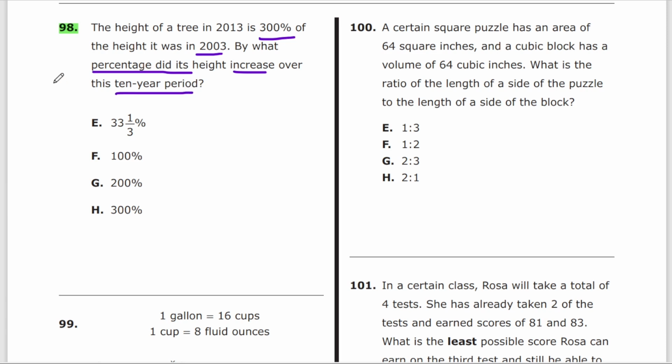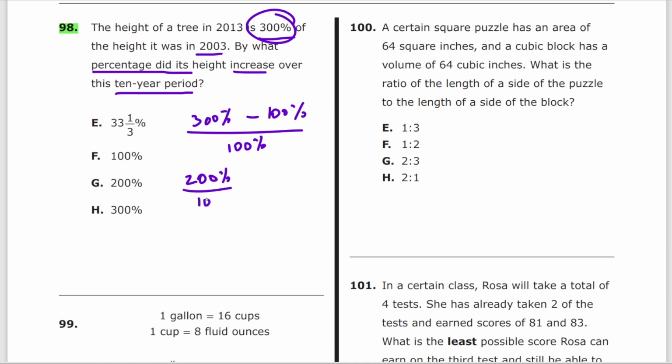Remember the formula: final minus initial, which was 100% the initial, divide this by the initial. So that's the formula. So that's equivalent to 200% on top divided by 100%, which is just equal to 2. So therefore it went up by 2, but 2, remember, can be converted to 200%. So the answer is G.